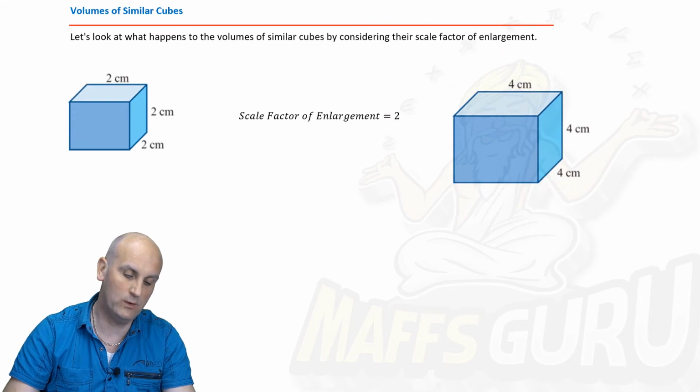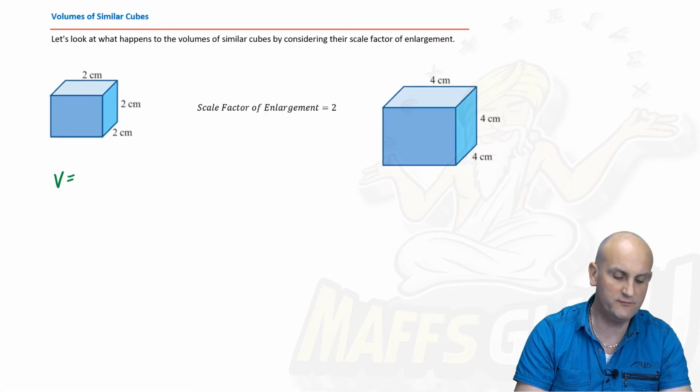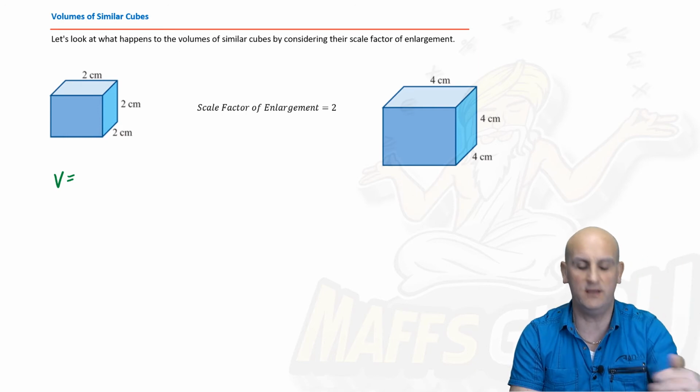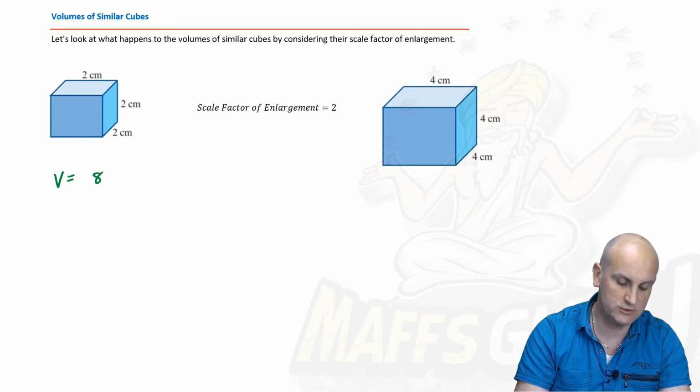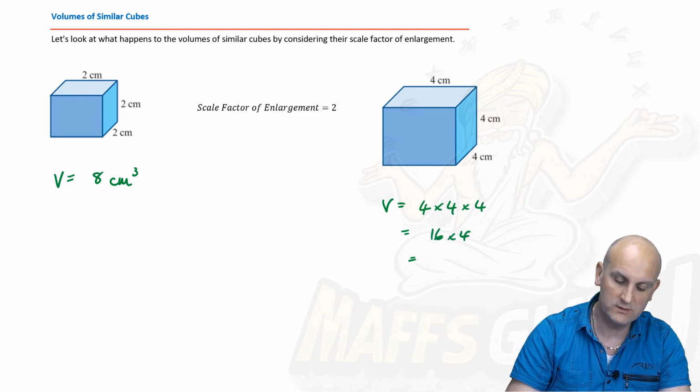Let's use one more example of similar cubes. So we know the volume for this is base times length times height. So 2 times 2 times 2 is going to give me 8 centimeters cubed. My volume for this one here is going to be 4 times 4 times 4, which is going to give me 16 times 4, which is 64 centimeters cubed.